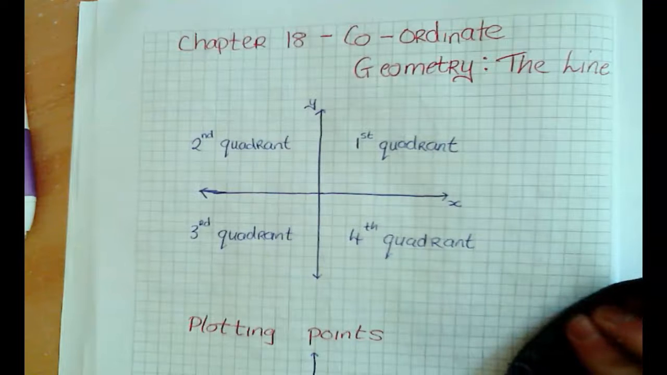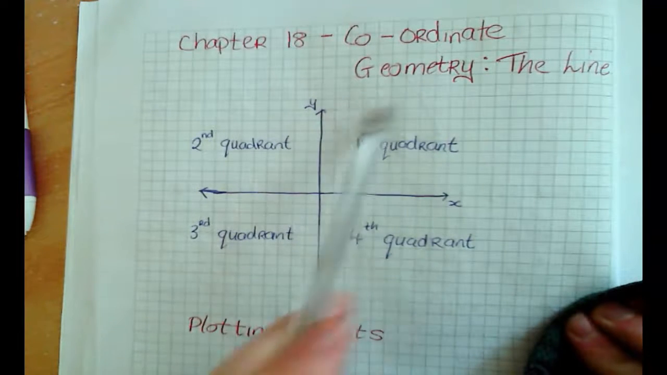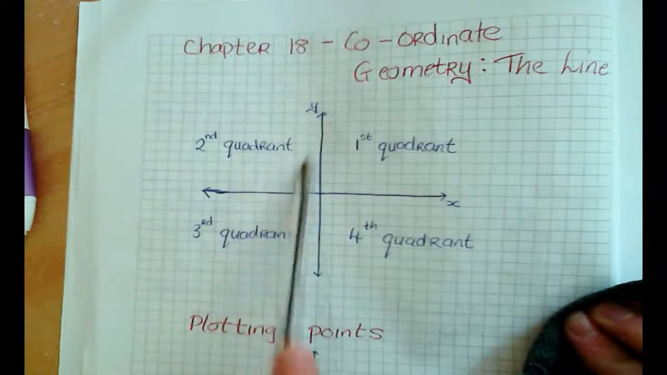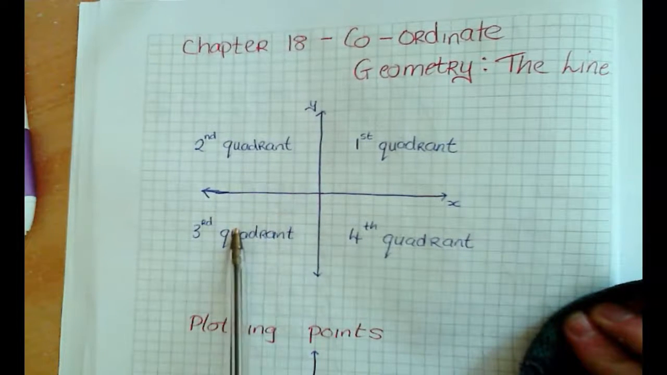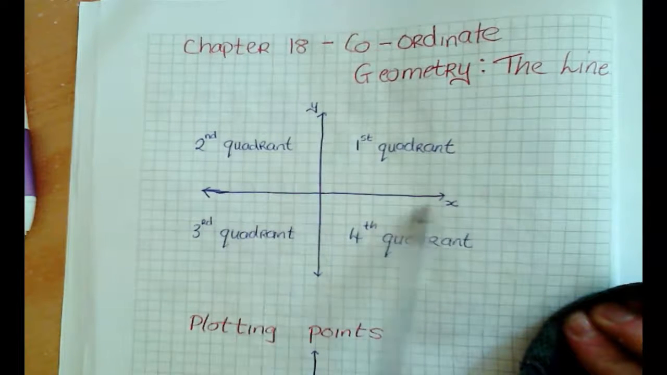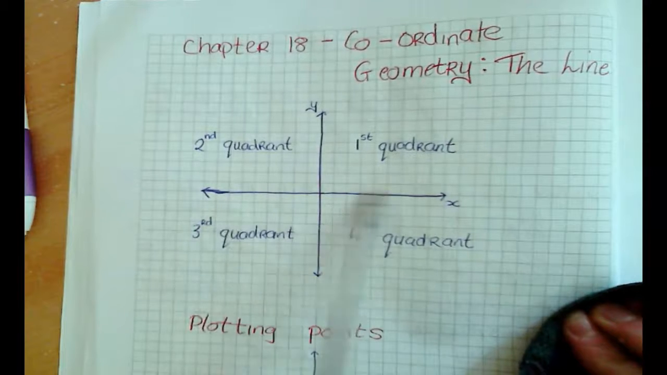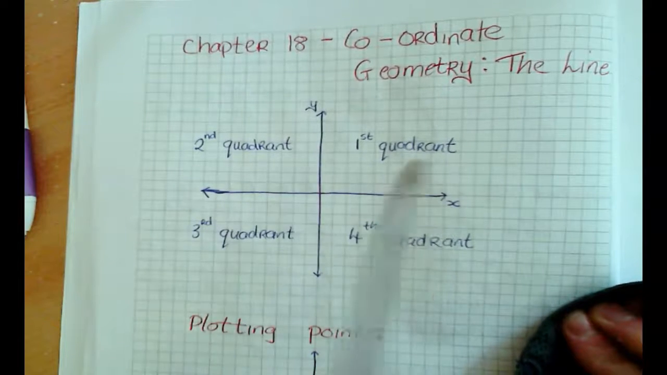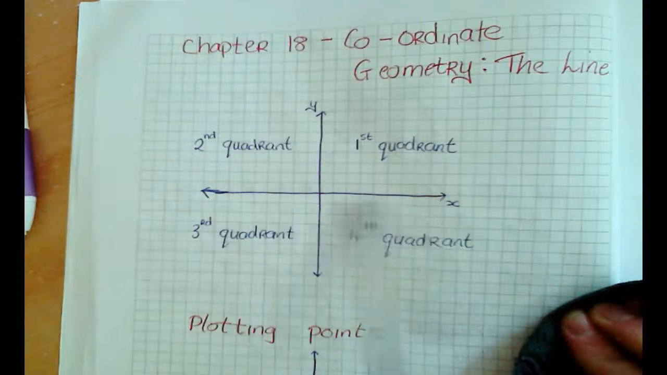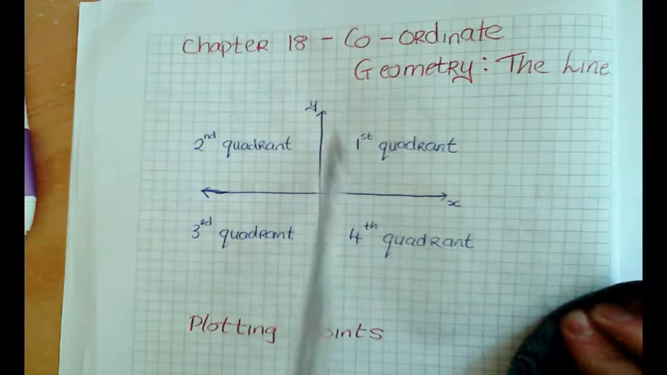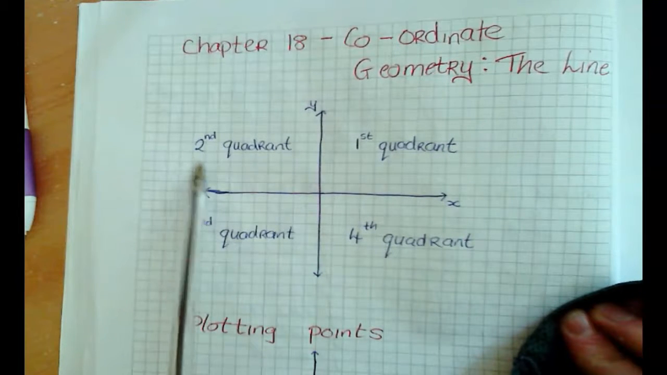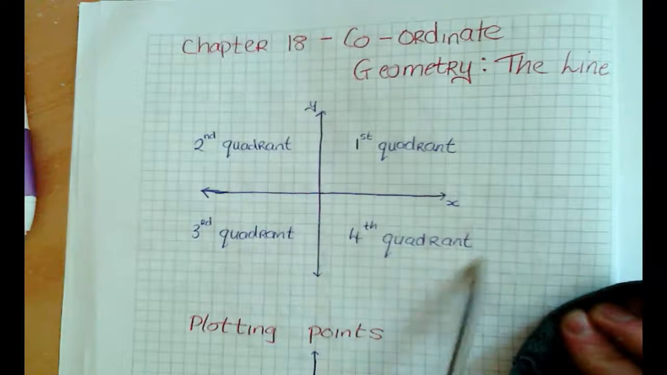Just the first few things to note is that any points that lie in here are in the first quadrant, any points that lie in here are in the second quadrant, the third quadrant, and the fourth quadrant. We have our x-axis, which is always on the horizontal, and our y-axis, which is always on the vertical.